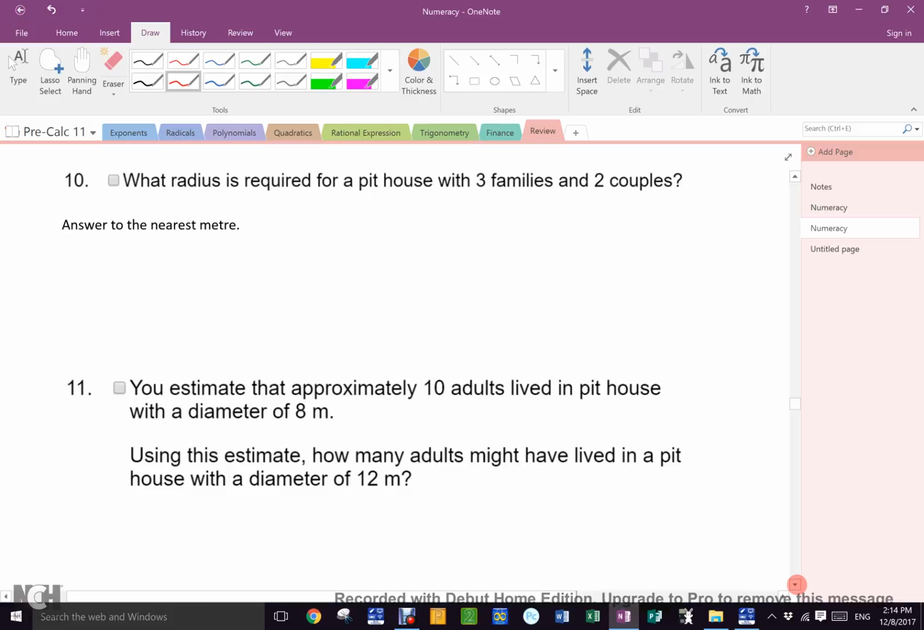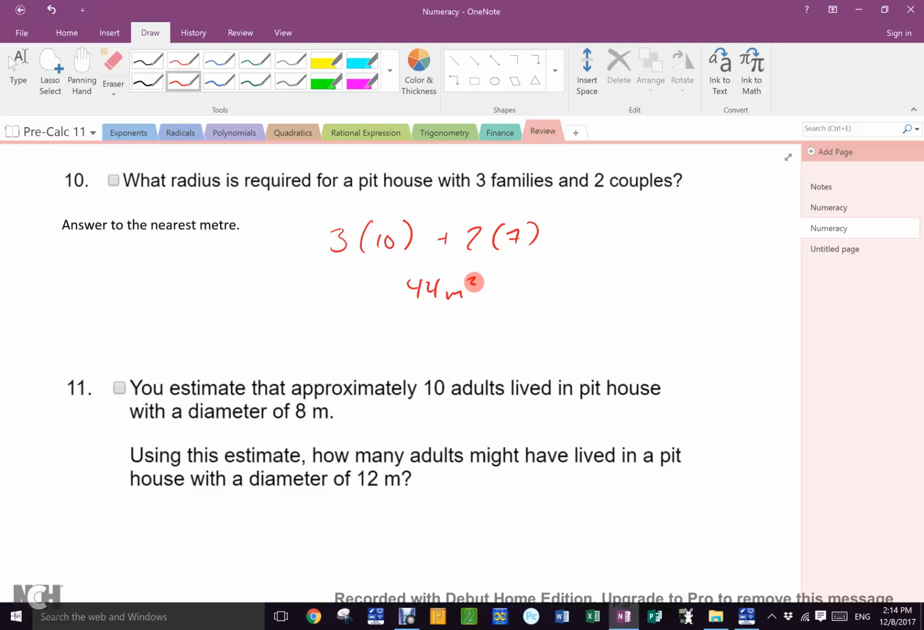Number 10. What are you going to do? 44 meters squared. Why is it 44? I don't know, I just wrote the answer. It is 44. 3 families, a family needs 10. Plus 2 couples, couples need 7. That's 44 meters squared. But what do you need? You're still missing something.